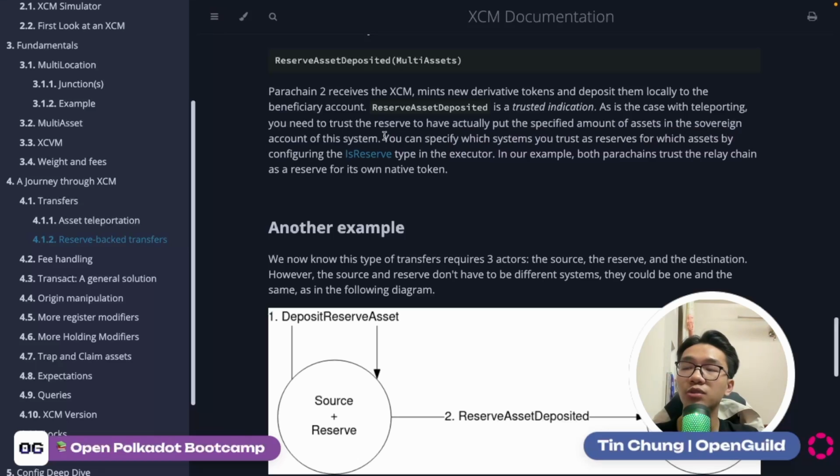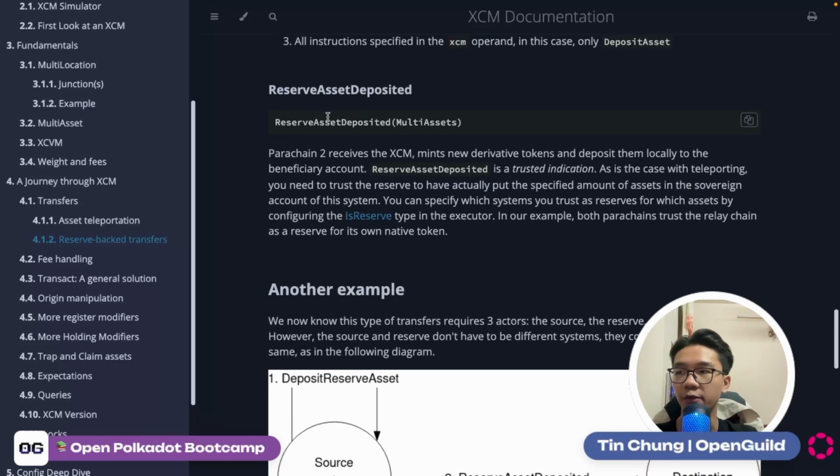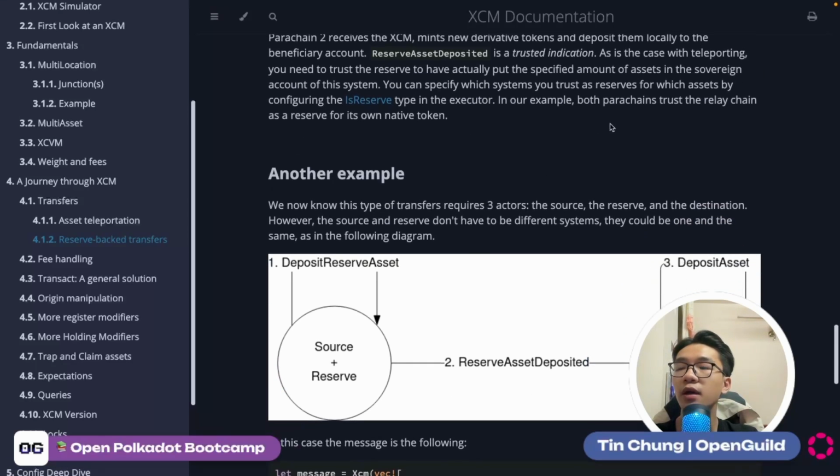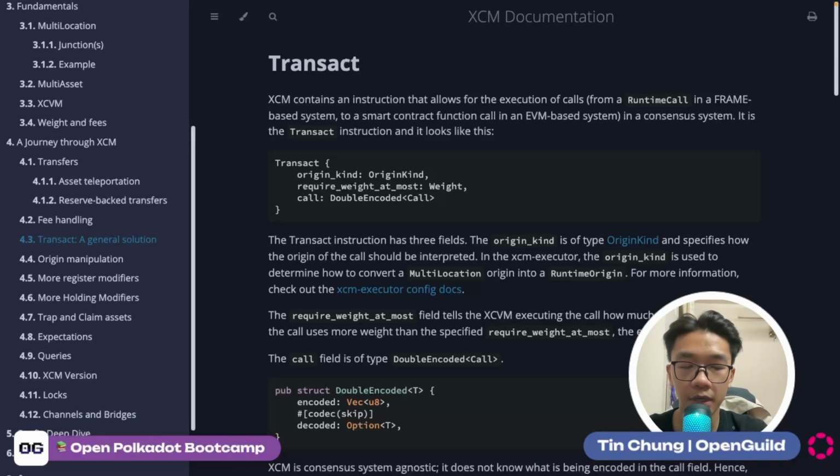However, you also need to specify the indications for the reserve chain, because right now you will receive the reserve asset deposited from that reserve chain, and that's going to be the process for the reserve. This is also part of the configurations of the XCM executor. Both parachains have to treat either a third-party reserve blockchain or the relay chain as the reserve for its own native token. Now, aside from the transfer, I also want to talk about the Transact.